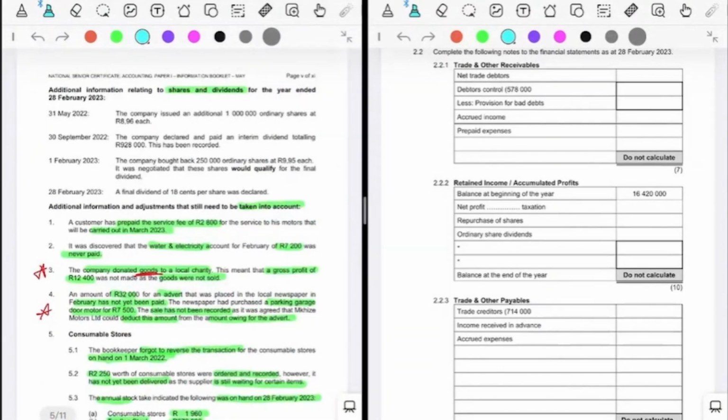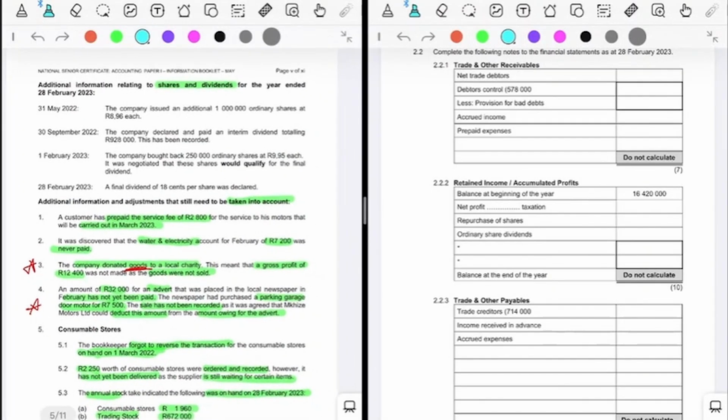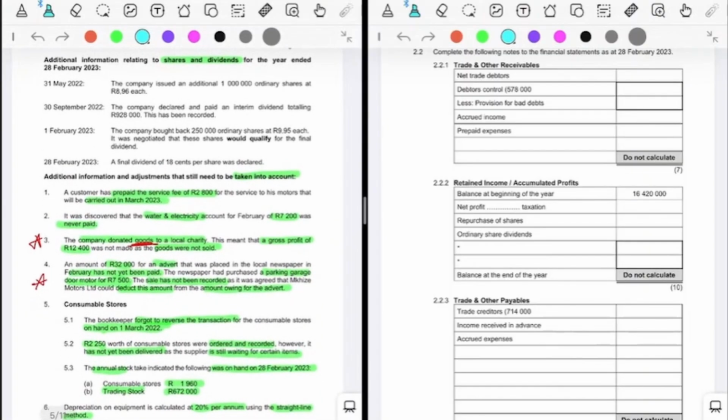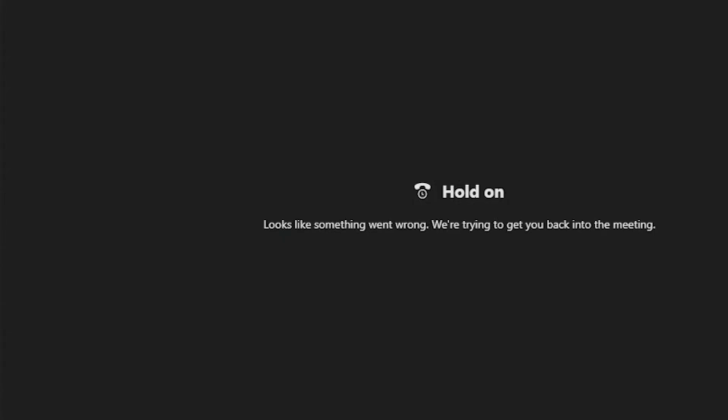Let me just check. This was the amount that affected our debtors control. It says a debtor owed 9,600 was declared insolvent, meaning they're broke, they can't pay us, and then we were told how much they are able to pay.